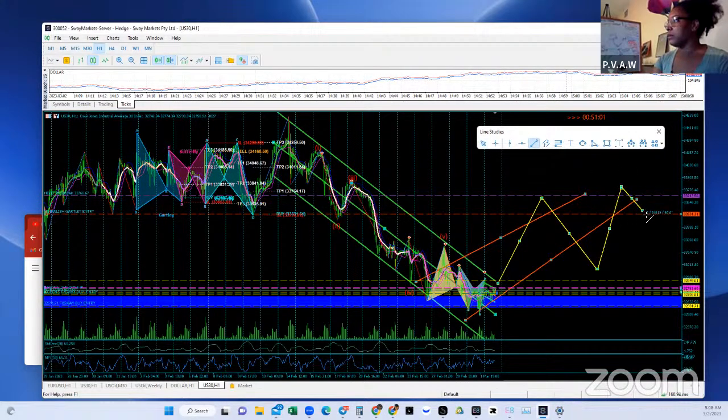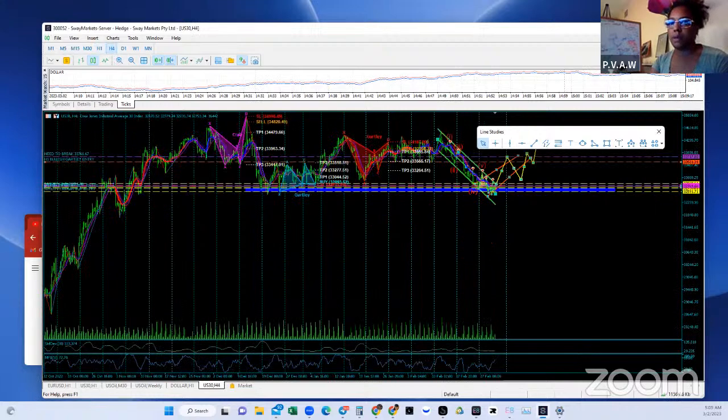Market don't always move in complete straight lines. Down. And there we go. So let's see what the market does. Let's go up to the H4 chart, and let's do the breakdown that I have on there.